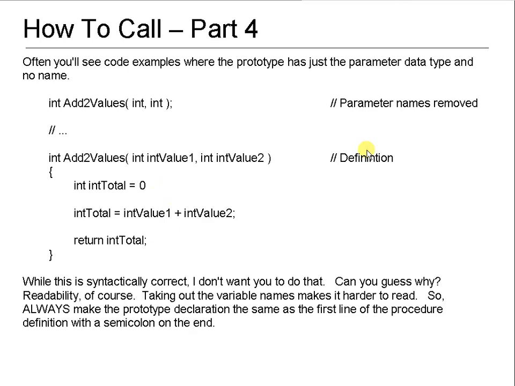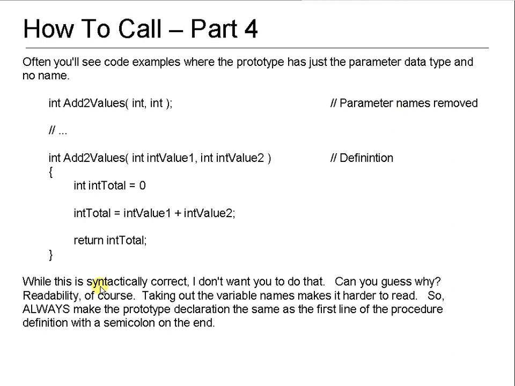Often you'll see code examples where the prototype, remember that's the declaration to tell the compiler what to expect, has just the parameter data type and no name. For example, int, int. The parameter names have been removed. Now, a lot of C programmers like to do that. They are for writing the smallest, shortest possible variable names in the world. And from a single programmer's perspective, if it's code for them, that's fine. But from a manager's, company's perspective, that is not fine.